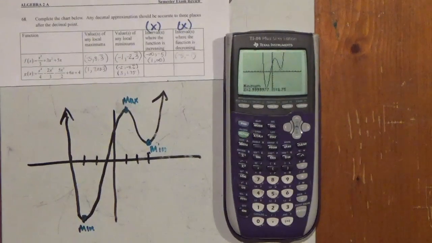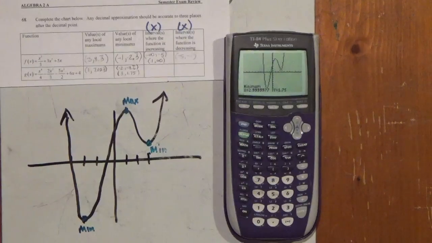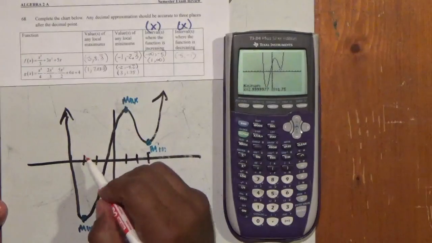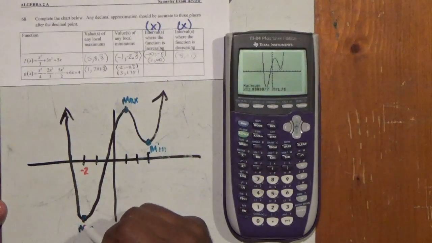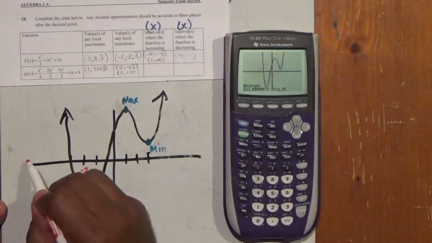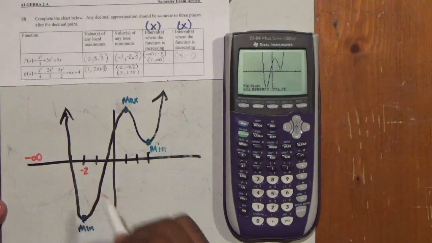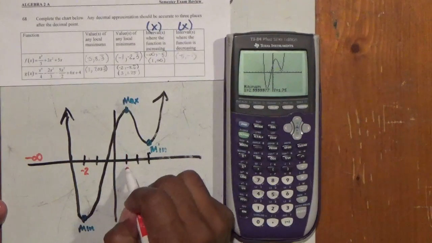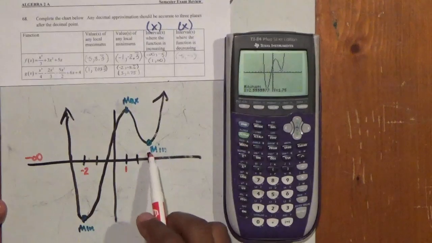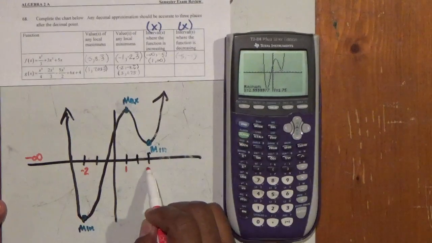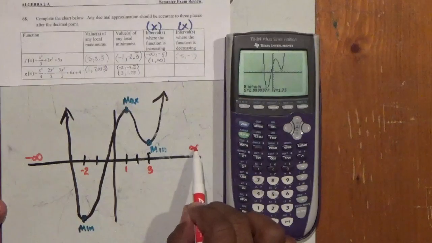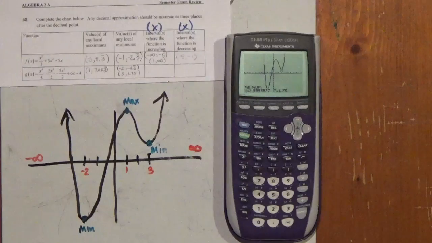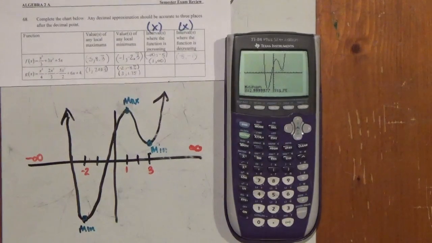Usually this is why we sketch, so we can write those values. This minimum was at -2 in the x direction. We're going to put a negative infinity over here. That was at -2. This one was at 1, the max. And this min was at 3. If we put our infinity here, we have everything we need to figure out our increasing and decreasing intervals.